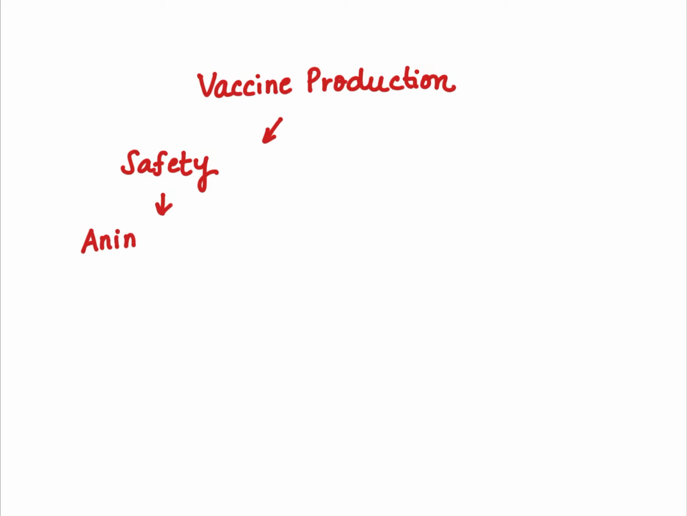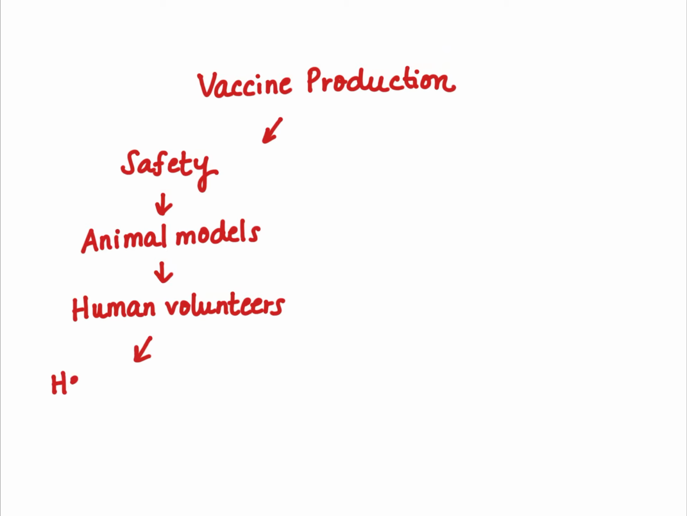First, we test all vaccines preliminarily on animal models. If these prove to be safe, we then move forward to our human volunteers. These will be clinical trial participants. First and foremost, they'll be young and healthy, and we'll use this sample of the population to compare to a control group who has not received the vaccine.